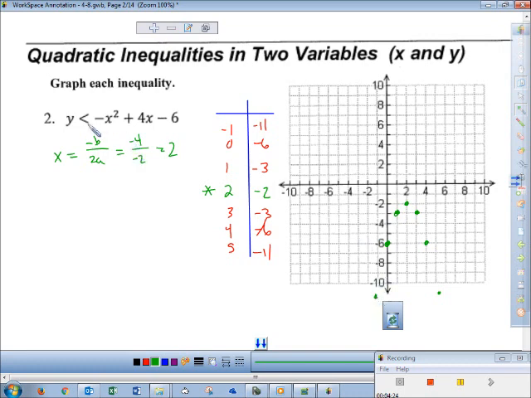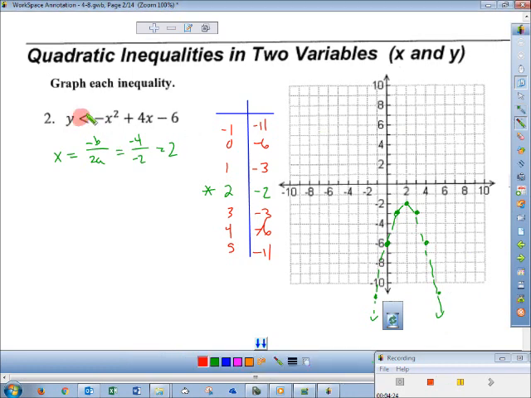Solid or dashed? Since this is an inequality, we're going dashed. And where to shade? Since y is all by itself, you read the symbol, go to the vertex and go less than that, and you're shading inside the parabola again, right here. Any ordered pair in this shaded region will satisfy this inequality.